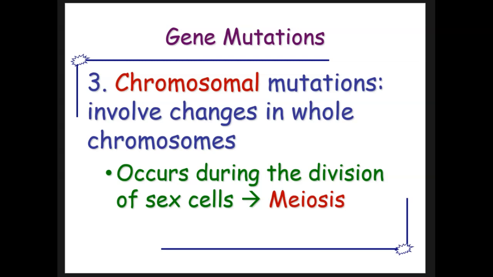Large-scale mutations, our third type, chromosomal mutations, involve changes in the whole chromosome. It occurs during the division of sex cells or in meiosis. It affects entire portions of the chromosome. Some large-scale mutations affect only single chromosomes, others occur across non-homologous pairs. Entire genes or sets of genes are altered rather than only single nucleotides of the DNA. Mutations involving multiple chromosomes are likely to occur in meiosis during prophase 1.